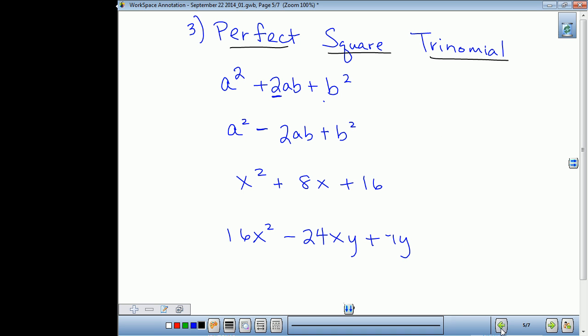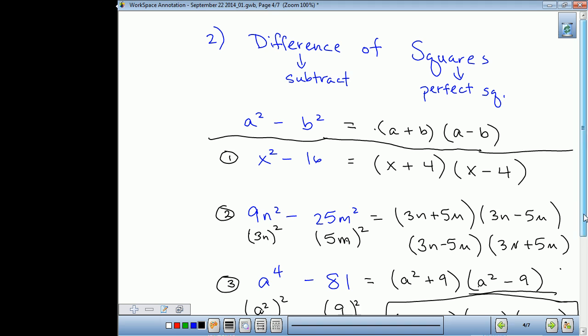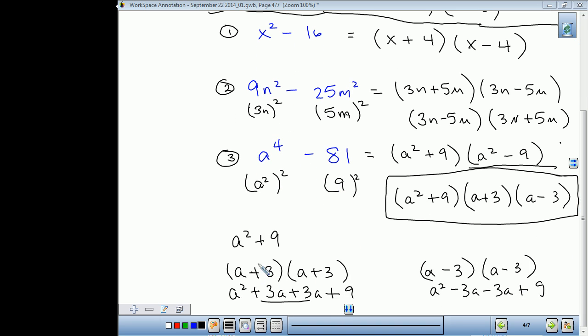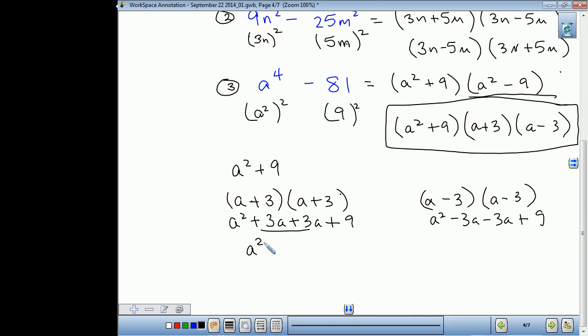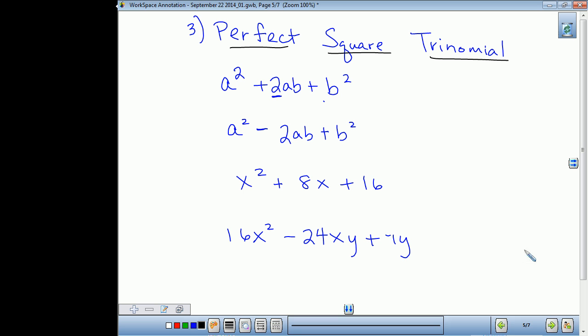Okay, so I'm going to go back one page real quick and look at the one you just asked me about. Do you see that if I had a squared plus 6a plus 9, a perfect square and a perfect square, this is a perfect square trinomial? Both of those are perfect square trinomials. And now let's look at how they would factor. This is going to factor to a plus b times a plus b.